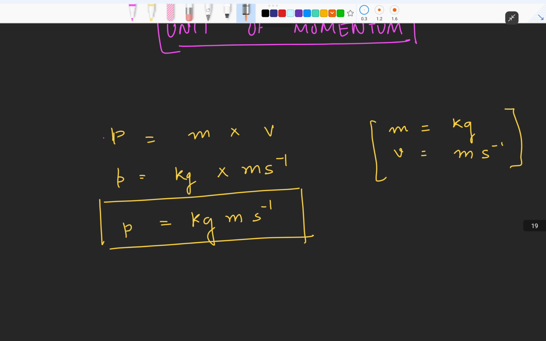Correct? What is the unit of momentum? Let's think very logically. SI unit of mass is kg. SI unit of velocity is meters per second. So momentum, which is mass times velocity, the unit would be kg times meter per second. The unit of mass times unit of velocity. So the unit of momentum is kg meters per second.